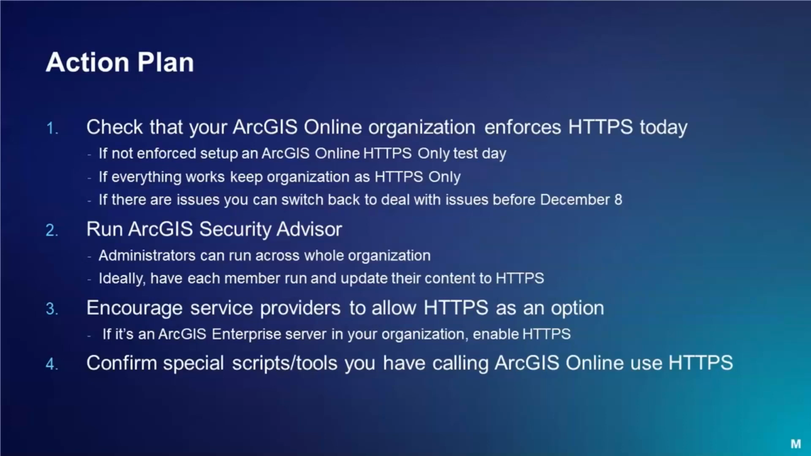You should encourage service providers, if you're working with services that you don't control, to allow HTTPS as an option. So if it's your own ArcGIS Enterprise server or your own servers that haven't been switched to HTTPS, then you'll want to make those changes, and we have links in the slides here that will show you how to do that. If it's another organization, you want to encourage them or share some of this information with them. So that's something worth considering there too. And if you have tools or Python scripts that are calling out to ArcGIS Online that don't use HTTPS, go through and check those to see that they do, and update your scripts accordingly.